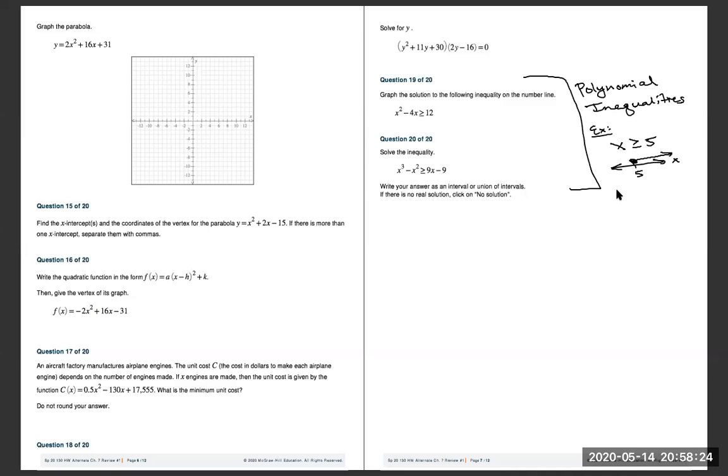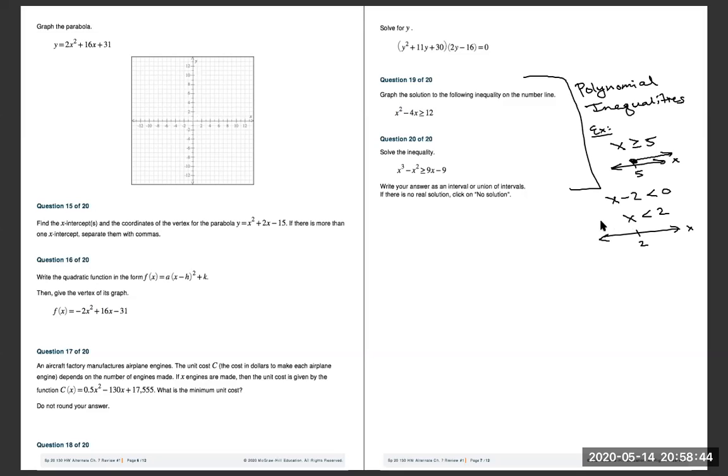Okay, another example, x minus 2 is less than 0. Before, we would say, okay, let's add 2 to both sides, and then graph our solutions on a number line.